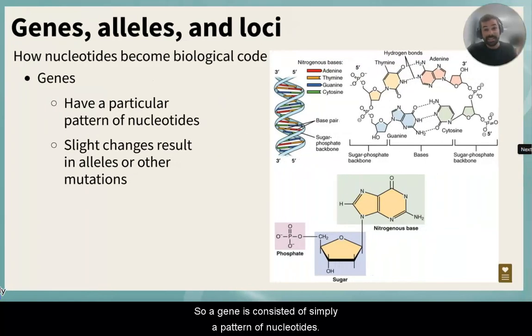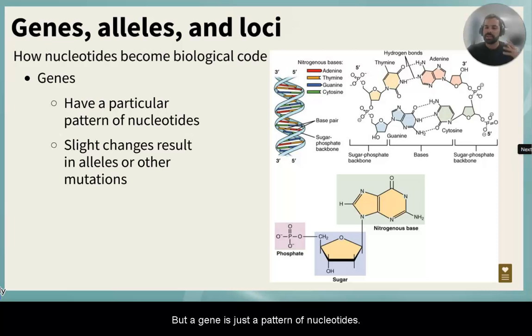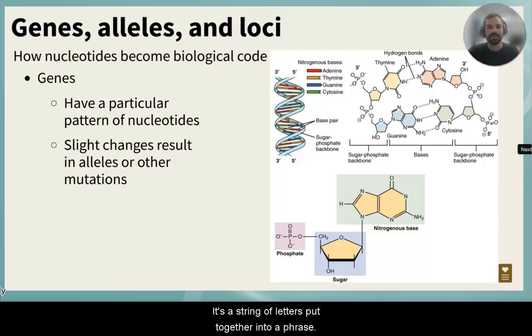So a gene consists of simply a pattern of nucleotides. Different changes in those patterns will result in different alleles, different amino acids that get translated from these genes. And those slight changes, those are what we call mutations. We'll talk about those more, especially as we get into transcription and translation. But a gene is just a pattern of nucleotides. It's a string of letters put together into a phrase.